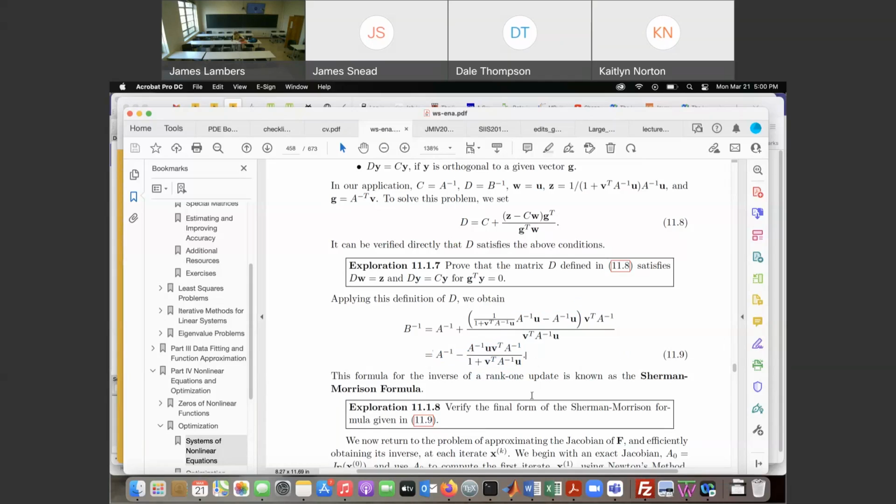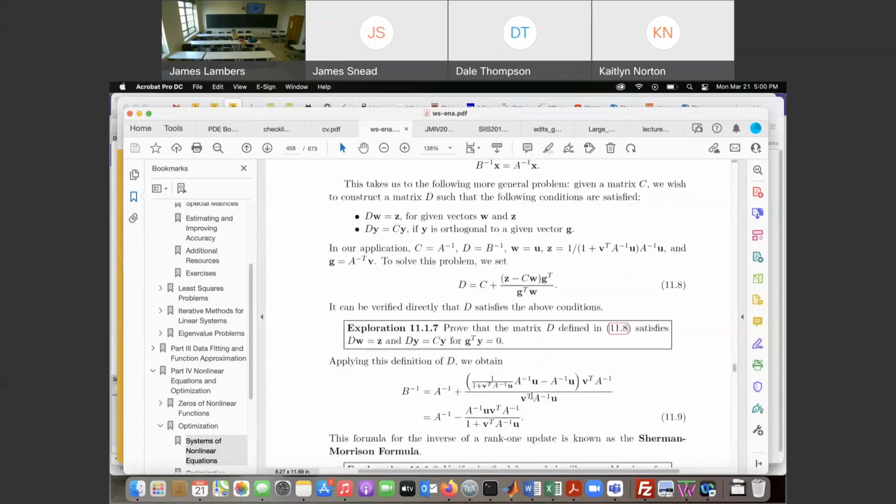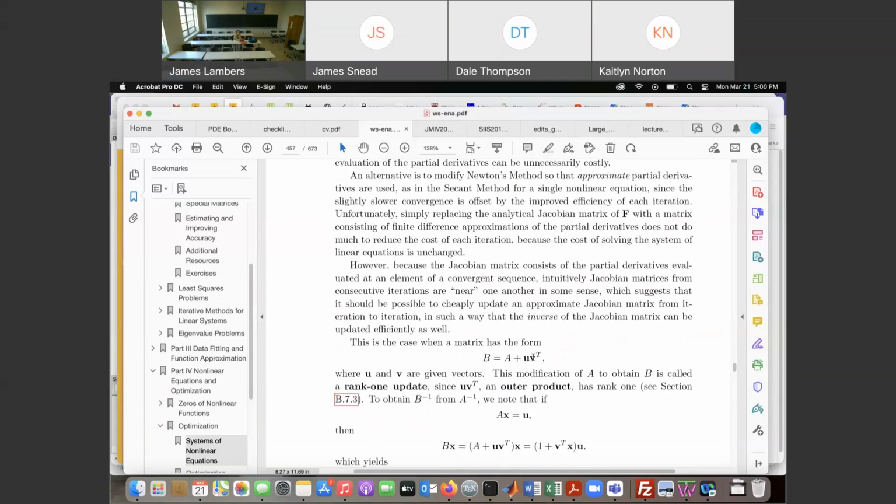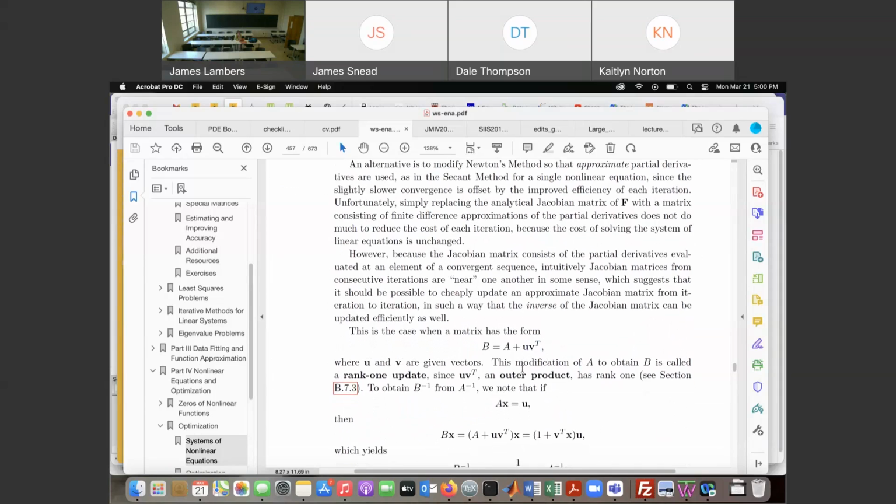I should mention, there's a generalization of the Sherman-Morrison formula called the Sherman-Morrison-Woodbury formula that applies to a rank K update. So instead of a situation like this where U and V are vectors, and as matrices with one column, if U is a matrix with K columns, and V is also a matrix with K columns, then this is a rank K update, and there is a generalization of the Sherman-Morrison formula to the rank K case, and that's Sherman-Morrison-Woodbury.